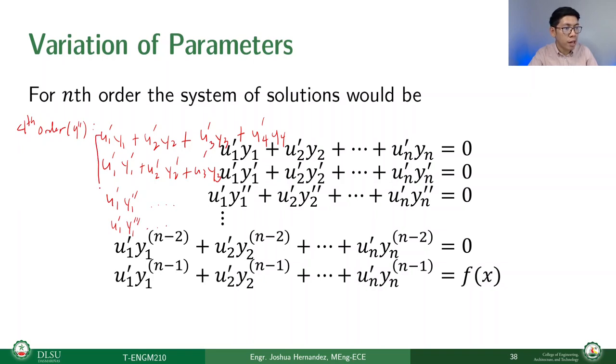So, makakabuo ka ng 4 systems of equation, or 4 equations, no? Here. At kung hanggang saan yung dulo, in this case, ito yon, doon ka lang magkakaroon ng lahat to magiging equal to 0, equal to 0, equal to 0. Pero pagdating dito sa dulo, dito yung f of x mo. Ayun. Okay? So, that's the order for nth order system of solutions.